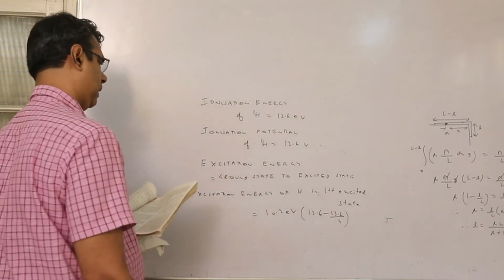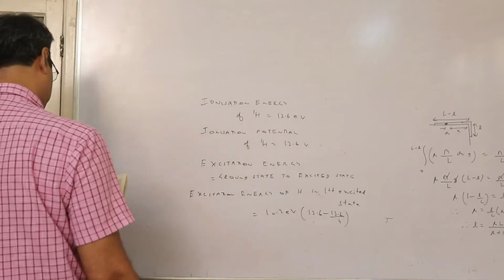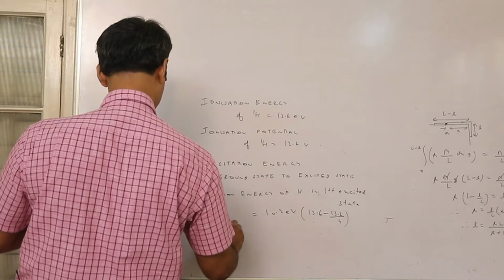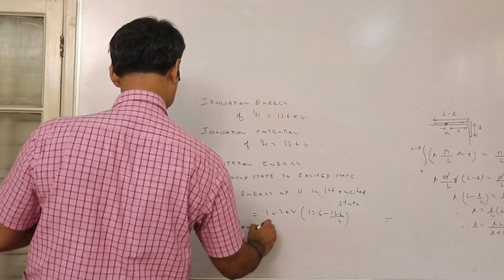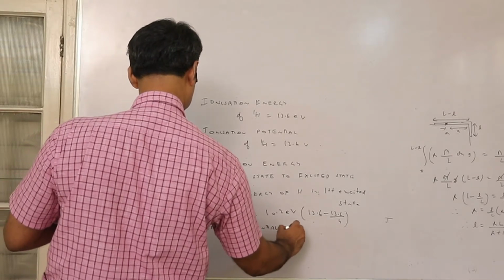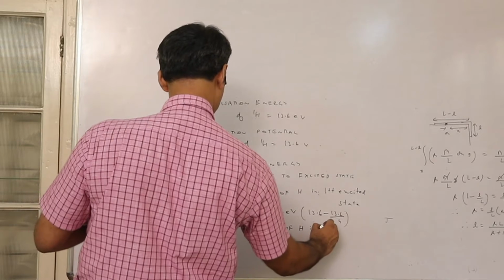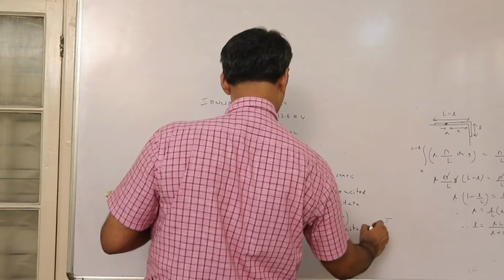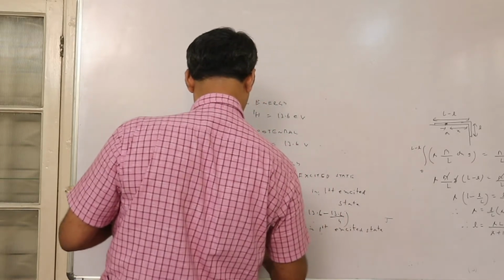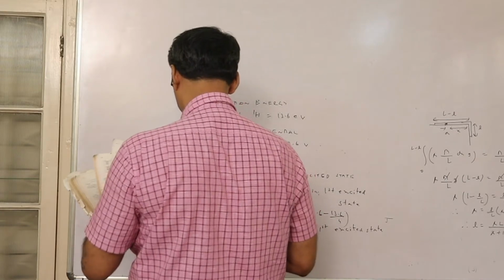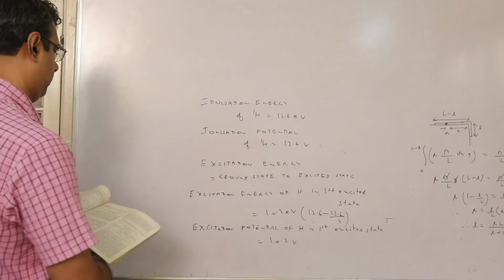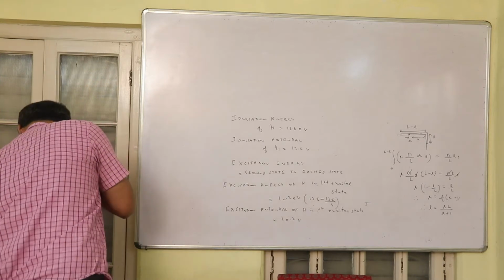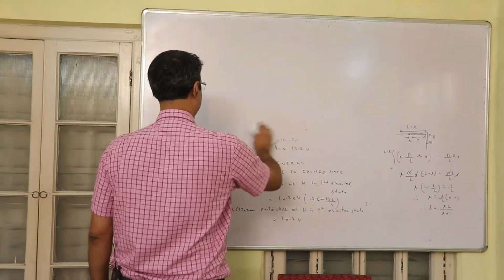So the excitation energy of hydrogen in first excited state is 10.2 electron volt, or you could say the excitation potential of hydrogen in first excited state is 10.2 volt. So these are the various details of Bohr's model.